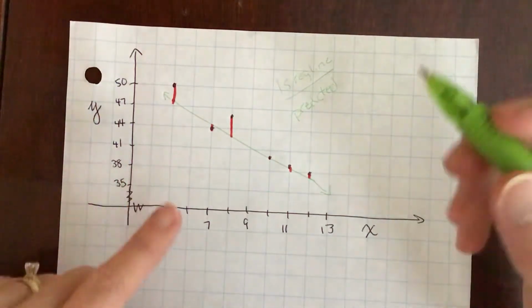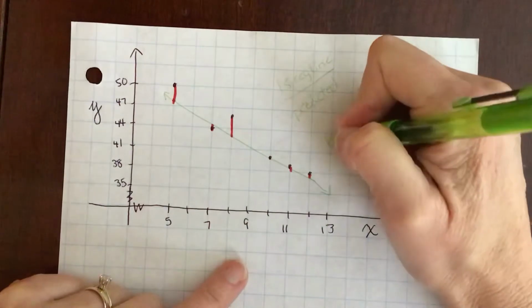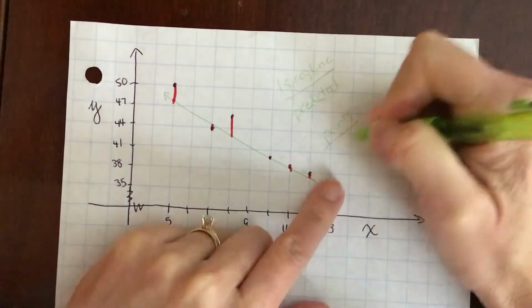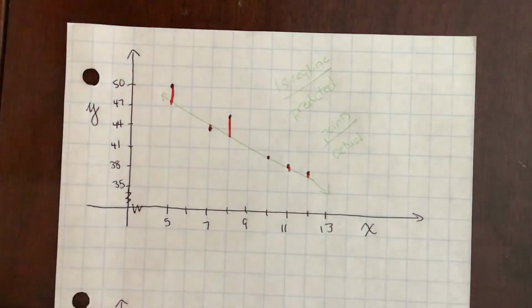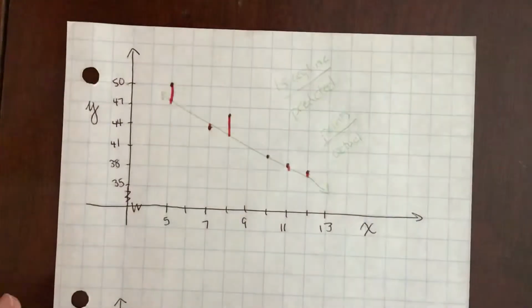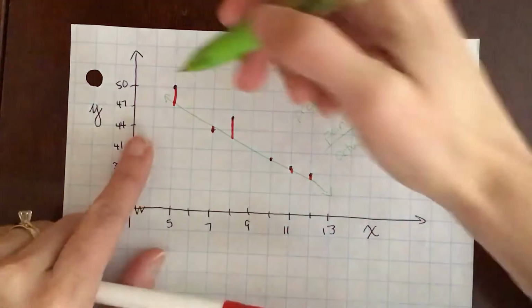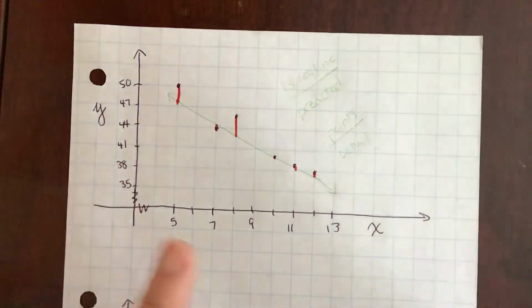The actual points that are graphed here, those are from our data set, right? So we had our set of data and we graphed those particular points. So the points are showing us the actual data values. The least squares regression line here shows us where the predicted values should be.